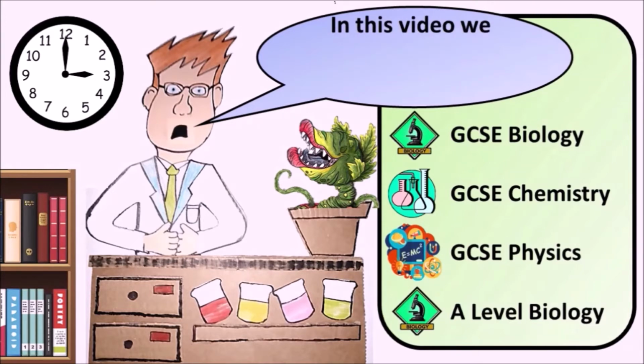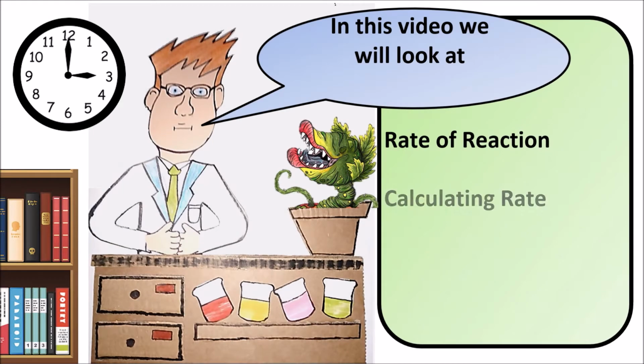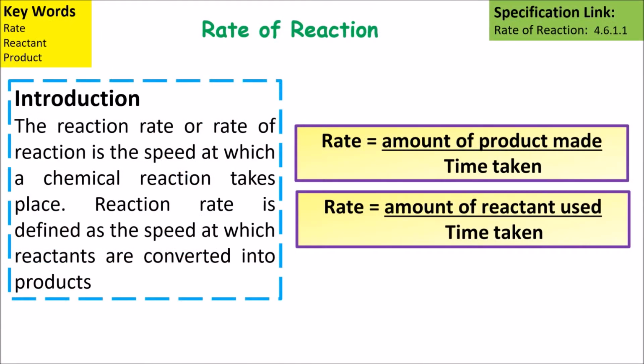In this video, we will look at rate of reaction, calculating rate, and analysis of some results. So, the reaction rate is the speed at which chemical reactions take place. Reaction rate is defined as the speed at which reactants are converted into products.